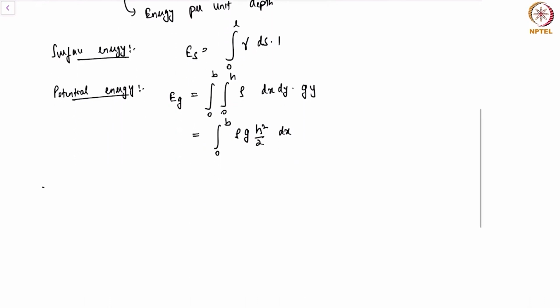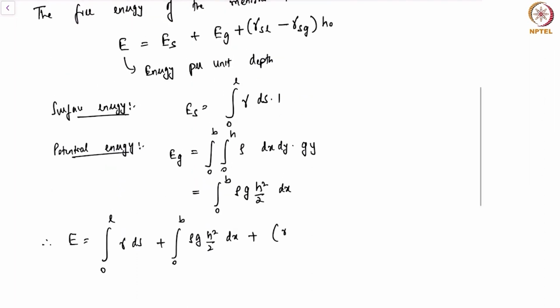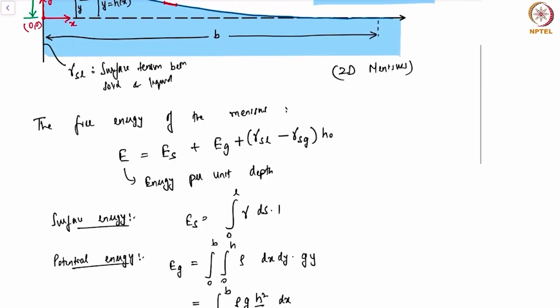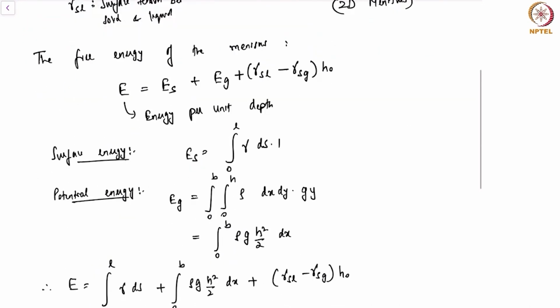And finally we have the total energy would simply be 0 to L gamma ds plus 0 to b rho g h square over 2 dx plus gamma sl minus gamma sg times h naught. H naught is the height to which the fluid has risen at x equal to 0. Okay. So this is what we have now.